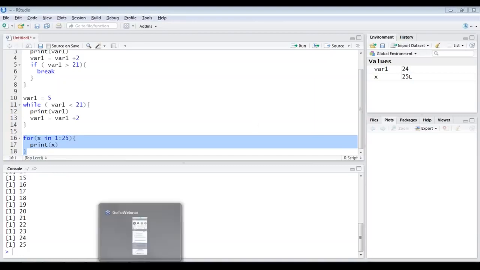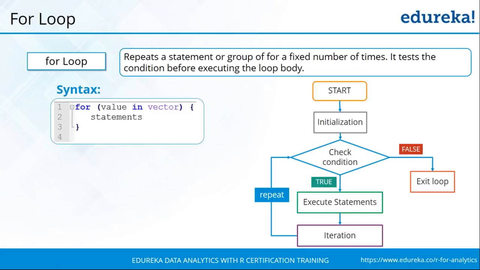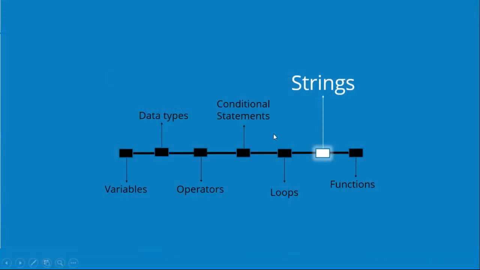So any doubts with respect to the three loops that we have discussed? The repeat, the while and the for loop. Any doubts with respect to them? Okay, since all of you seem to be clear with respect to the loop statements, let's go on to talk about the next concept, that is strings.